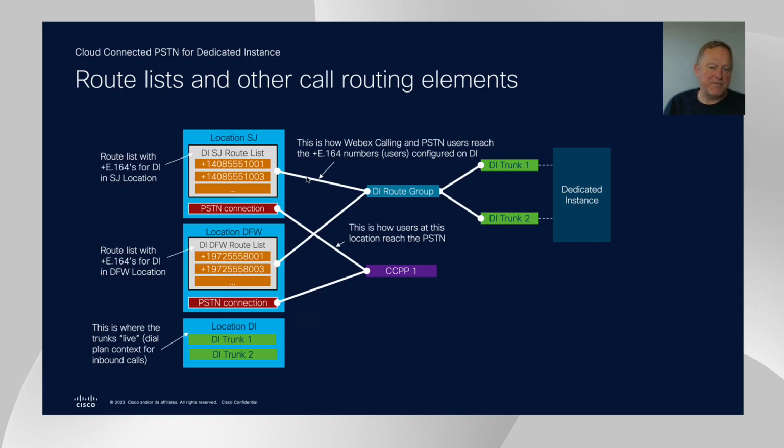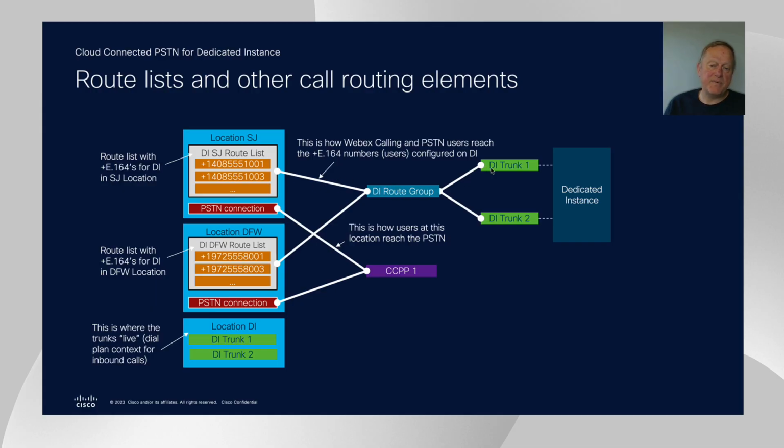trunks or connections here. One is the connection to the route group. That's basically how Webex calling and PSTN users reach the dedicated instance users. Those calls would be sent down this trunk through this route group and then over to dedicated instance. And then we have this one here. This is basically how users at a location reach the PSTN, and that applies both for Webex calling multi-tenant users in this location and also for users on dedicated instance, where the call gets sent to Webex calling.